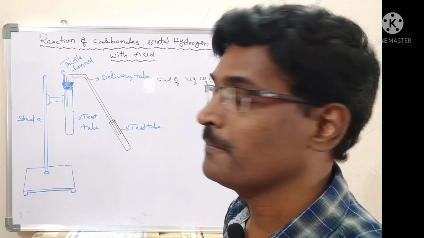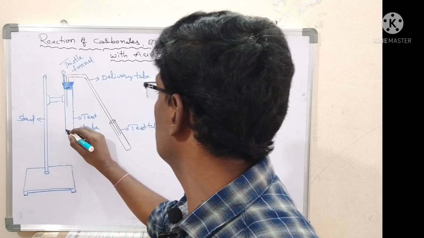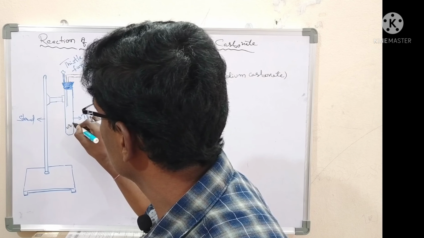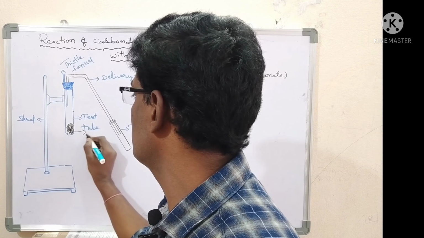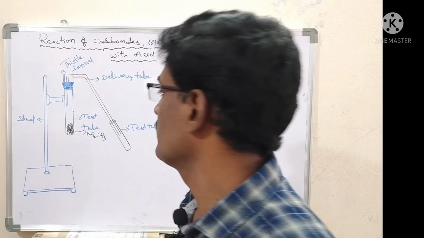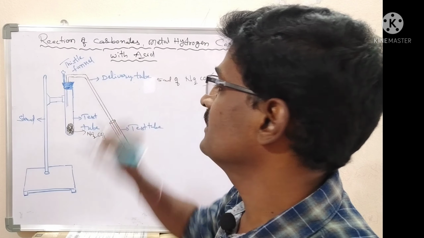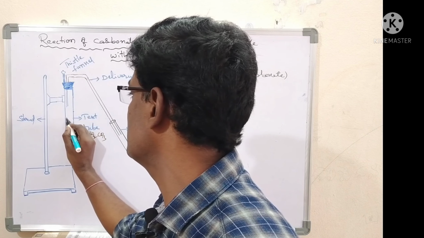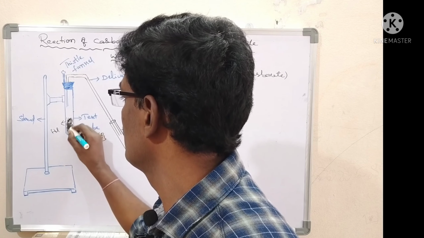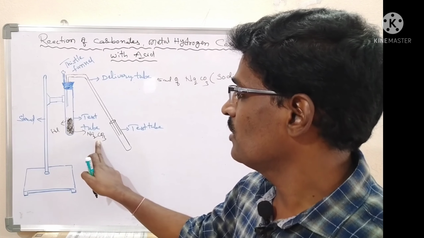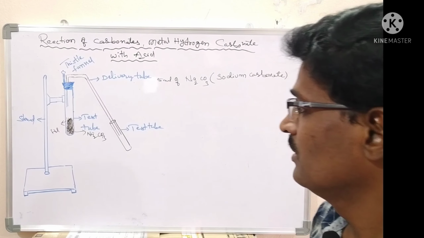Sodium carbonate. Now, first you have to take this sodium carbonate, Na2CO3. Imagine it is sodium carbonate. To Na2CO3, add some acid such as hydrochloric acid, HCl. Sodium carbonate reacts with acid. What does it give? Now look here.